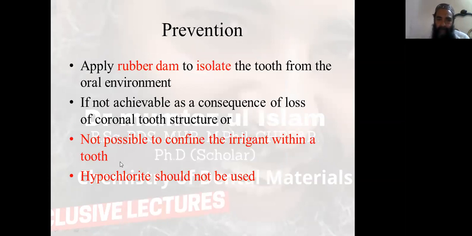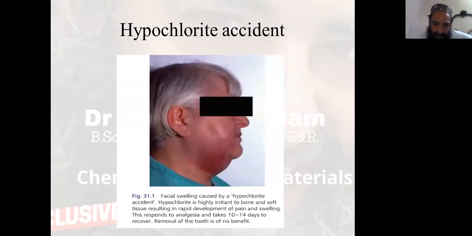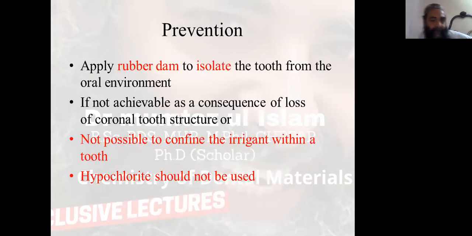Now, prevention. How to prevent this accident? Apply rubber dam to isolate the tooth from the oral environment. If not achievable as a consequence of loss of coronal structure, or if it is not possible to confine the irrigant within a tooth, hypochlorite should not be used.